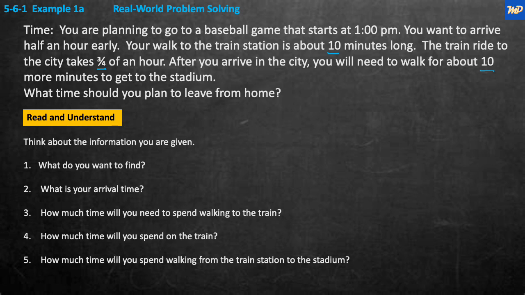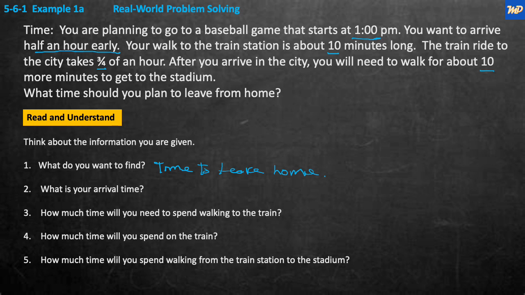Okay, we want to be there 1/2 hour early before the 1 p.m. game starts. So what we do now is read the info, understand what they're asking, and then answer some questions. So what do you want to find? Well, you want to find the time to leave home.